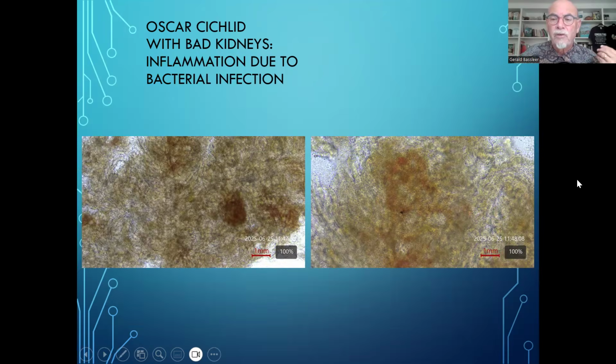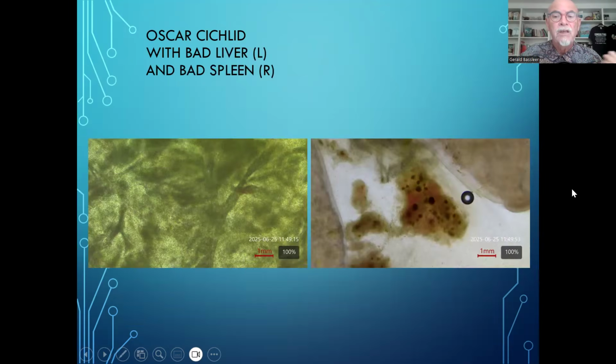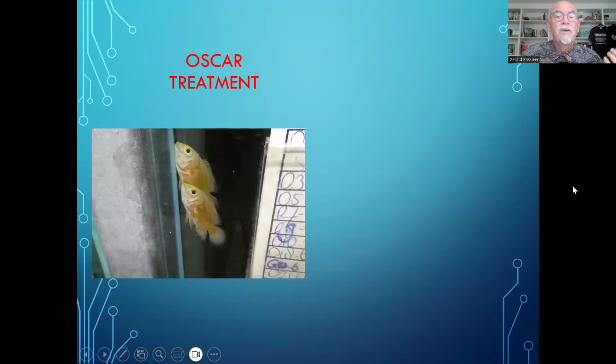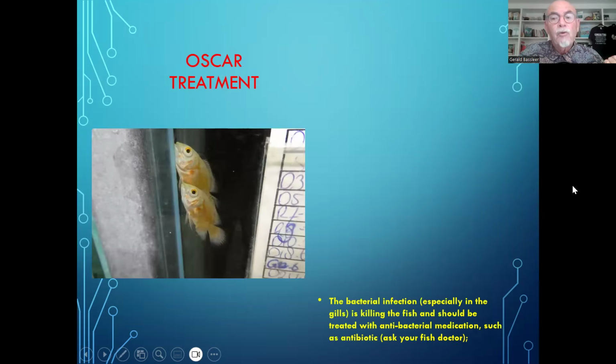You can see that this is an unhealthy kidney. You can see the spleen here with melanomacrophage centers, which is a reaction to bacterial infiltration. The liver was in bad condition, not looking very healthy, looks like necrotic tissue inside. Well, that's our conclusion.